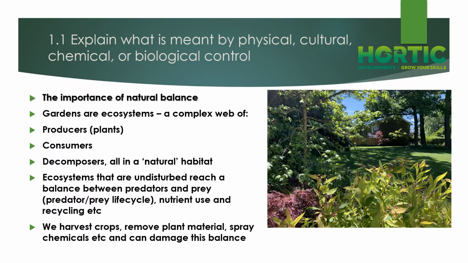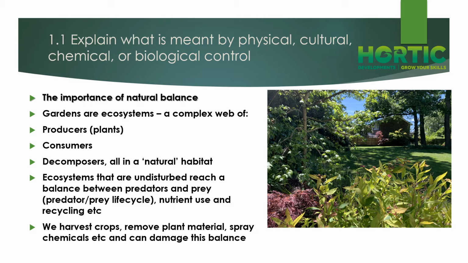Let's begin our session by understanding the importance of natural balance. Our gardens are incredibly fragile ecosystems in some ways. They are a complex web of producers, and that's the main thing I'm sure most of us are growing in our gardens. That can be plants in any shape or form. There are consumers. That's the animal life that's going on in our gardens, the insects, and to a degree ourselves as well, in consuming what the plants are producing. And then there are the decomposers.